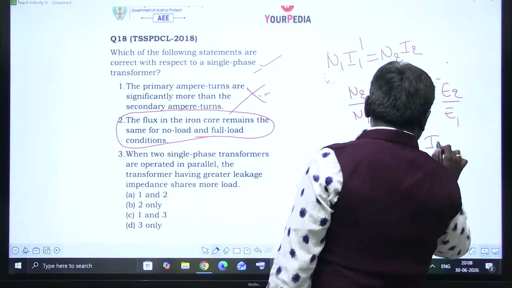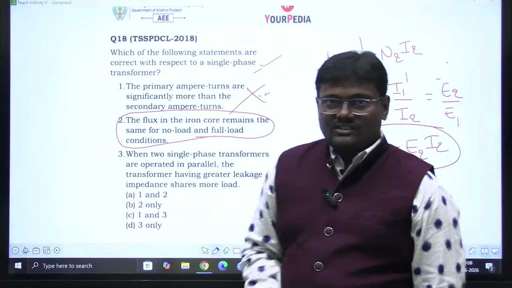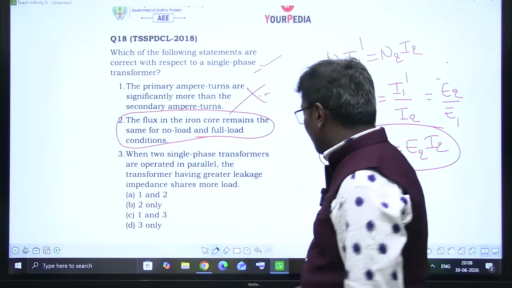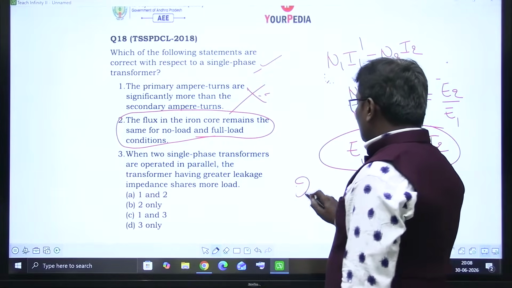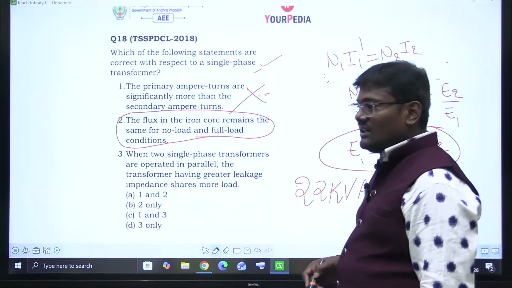From this also, I can tell that a transformer is a constant power device. Transformer is a constant power device. And also whether it is a 2 kVA transformer or a 22 kVA transformer, just now we have seen that it is a kVA rating.